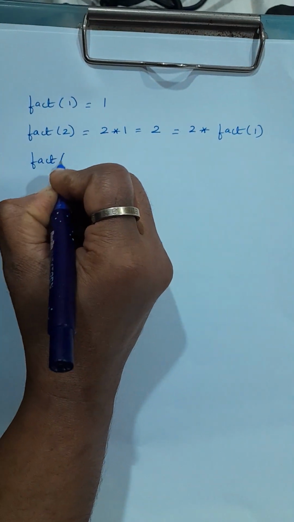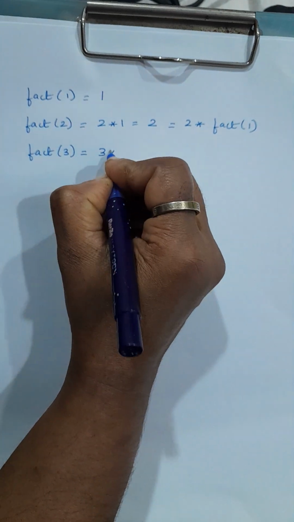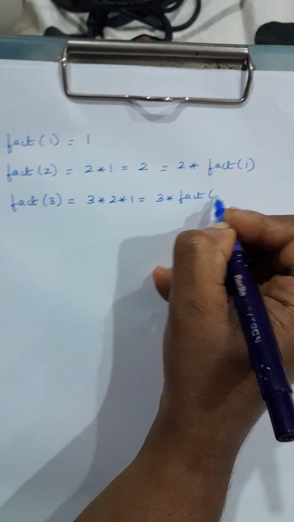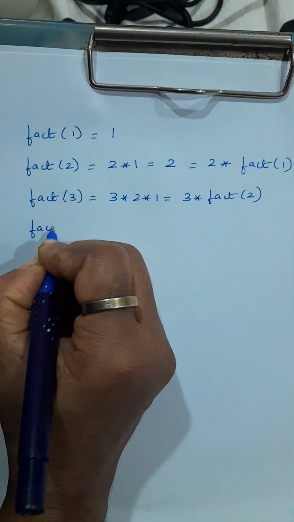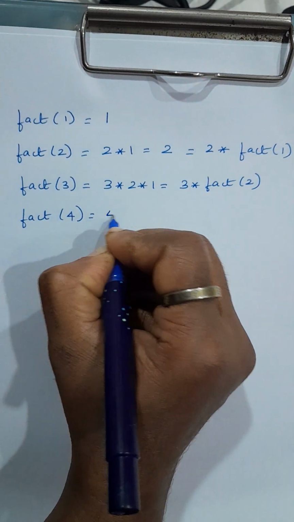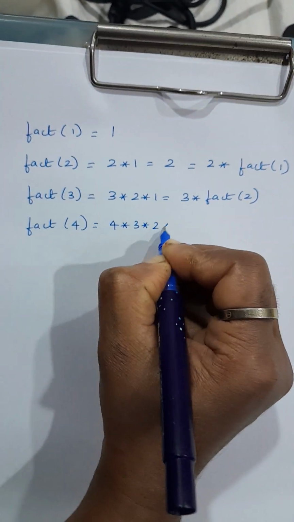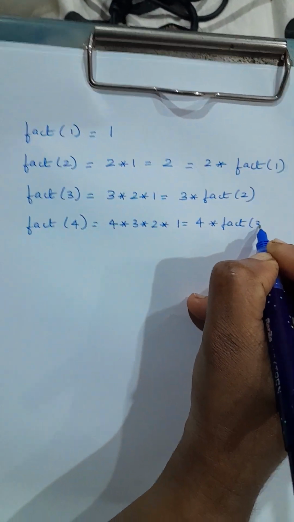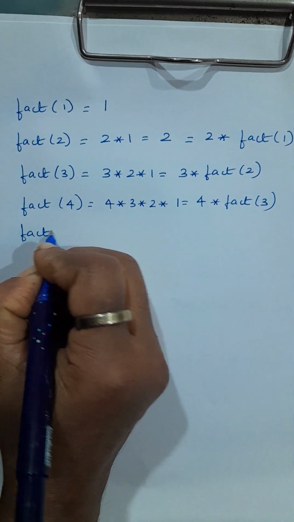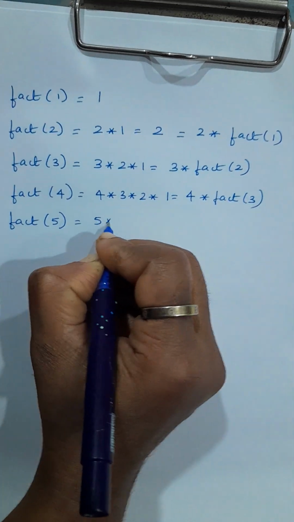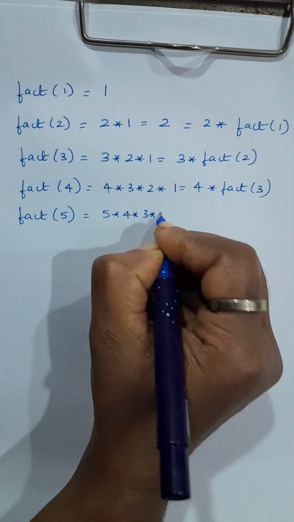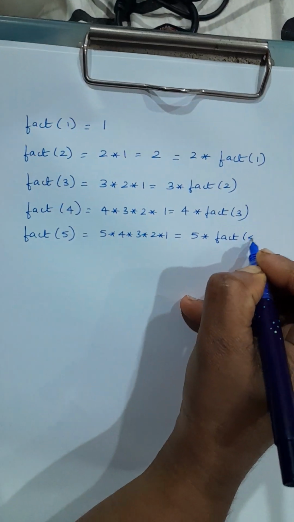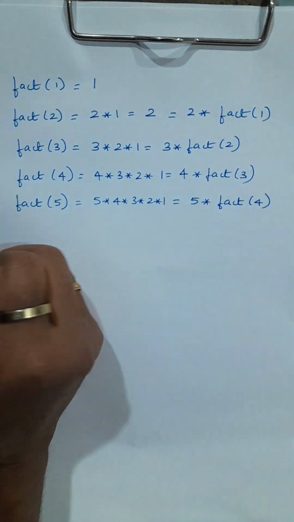Now let me find out for fact of 3. What is fact of 3? It is 3 into 2 into 1. That is nothing but 3 into fact of 2, right? Next, what is fact of 4? That's nothing but 4 into 3 into 2 into 1. That is nothing but 4 into fact of 3. Now what is fact of 5? 5 into 4 into 3 into 2 into 1, which is nothing but 5 into fact of 4. So now I will get 120, the final answer.